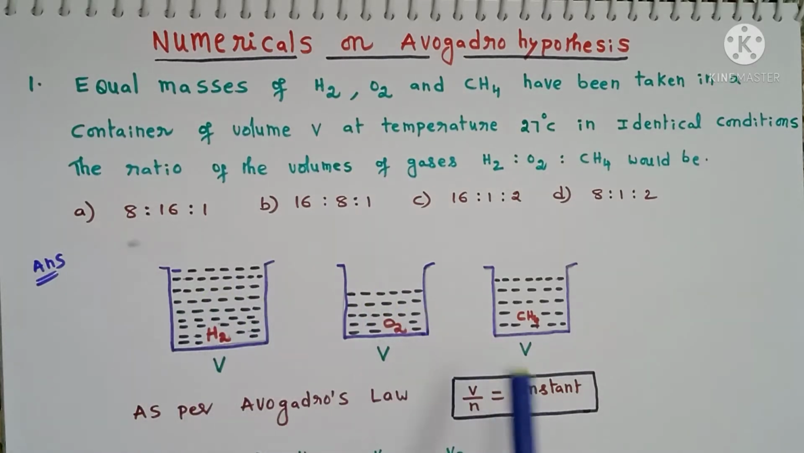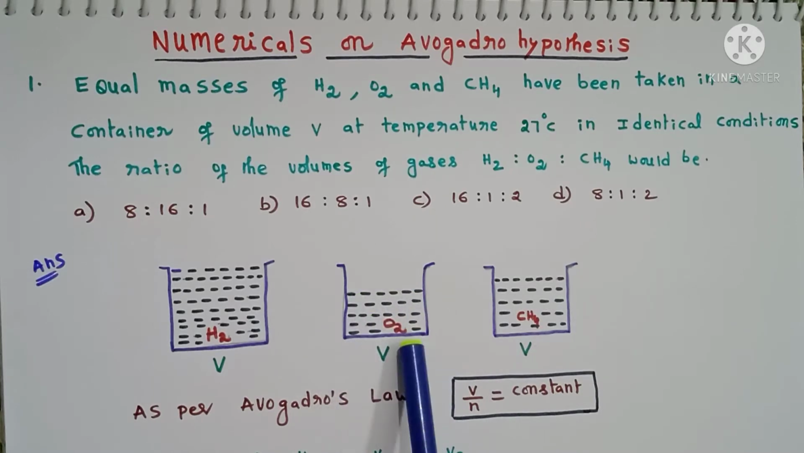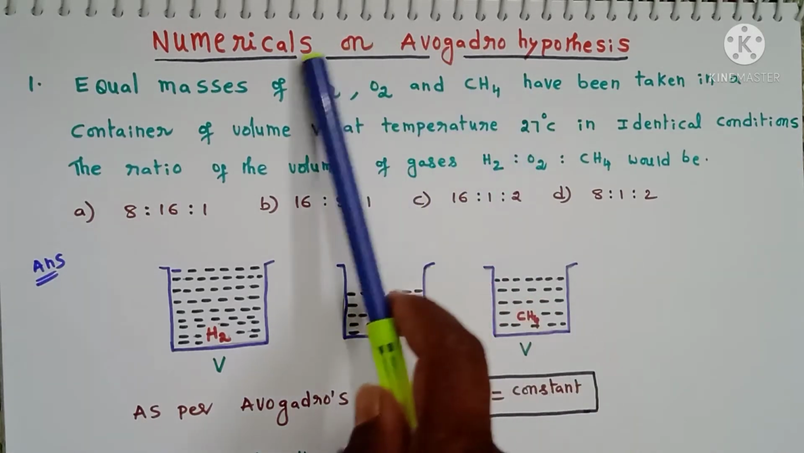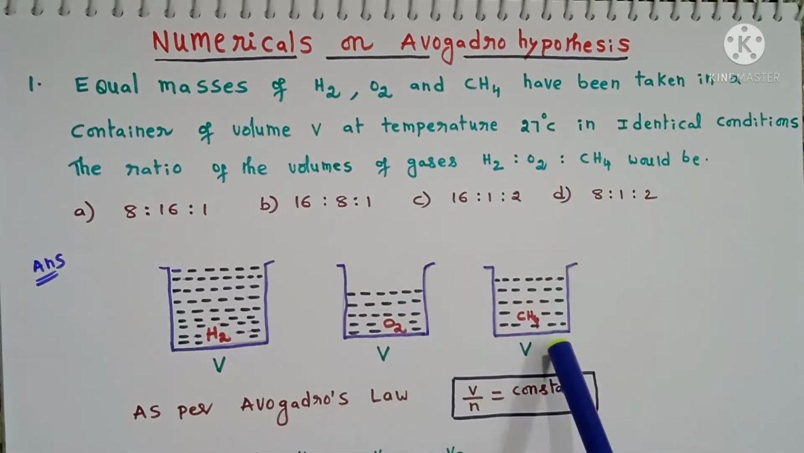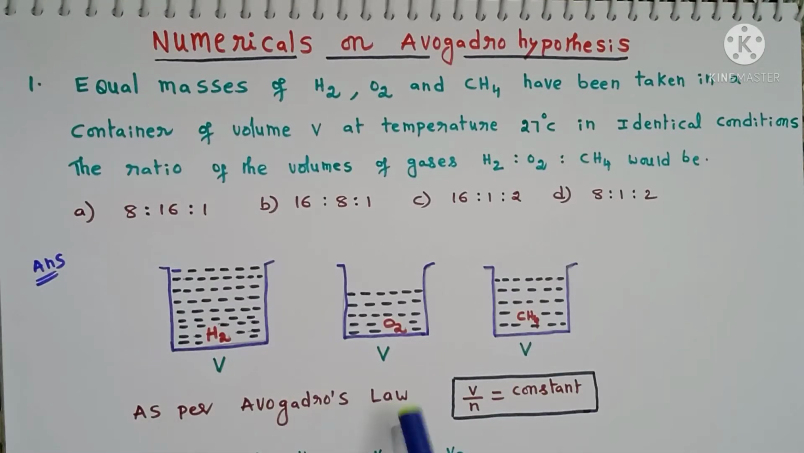That's why I show more volume for what? Hydrogen. Then for oxygen it's the least volume because it has high molecular weight among all these. Then methane has the medium volume because it has medium molecular weight among these three. Okay, so as per Avogadro law, V by N is constant.